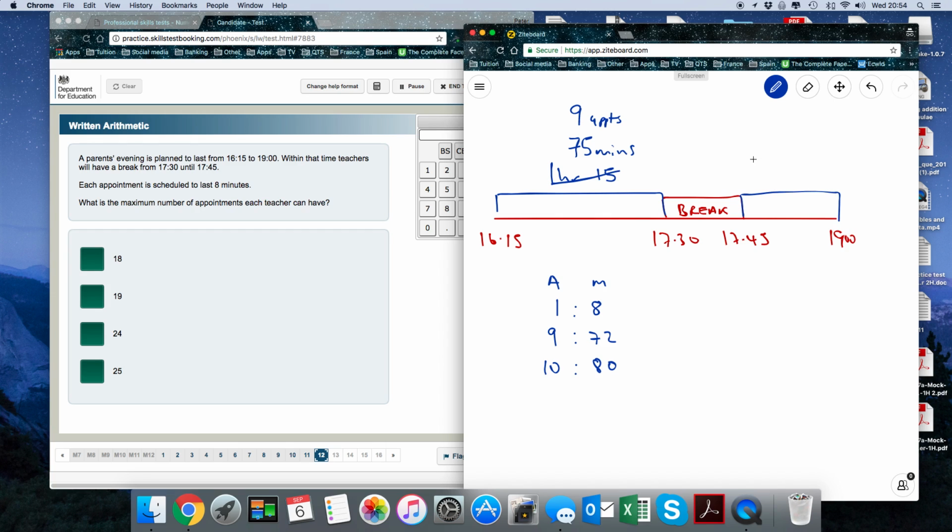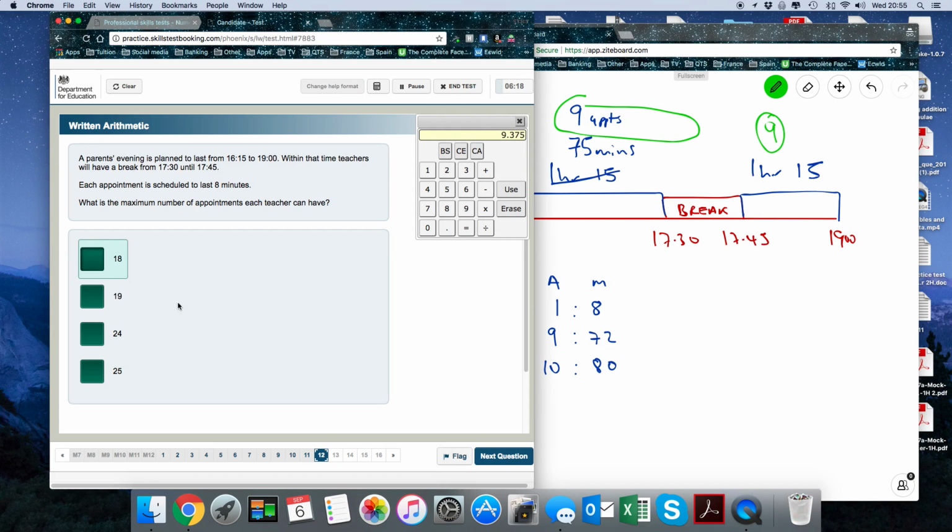And the way they tend to do these questions is that this second bit is the same amount of time. Now if it's the same amount of time, you don't need to work it out again. You know you can fit another 9 in. So the answer to this question is 9 plus 9, which is 18.